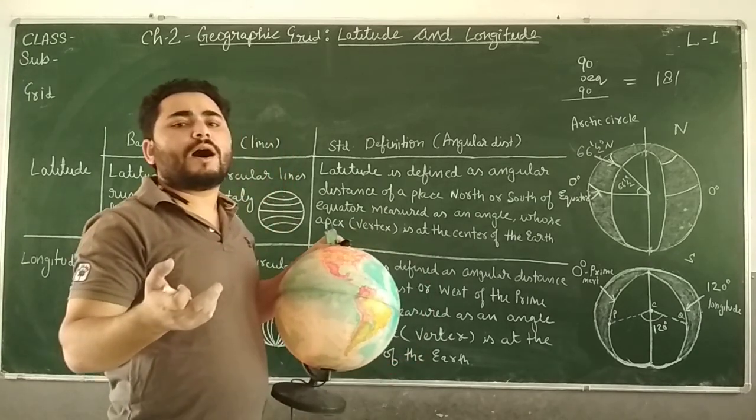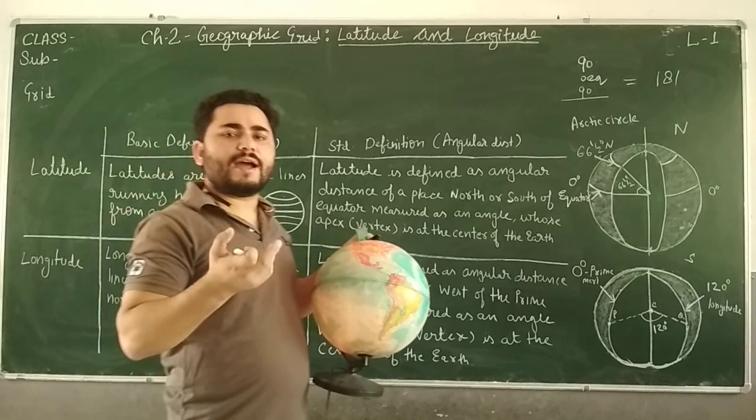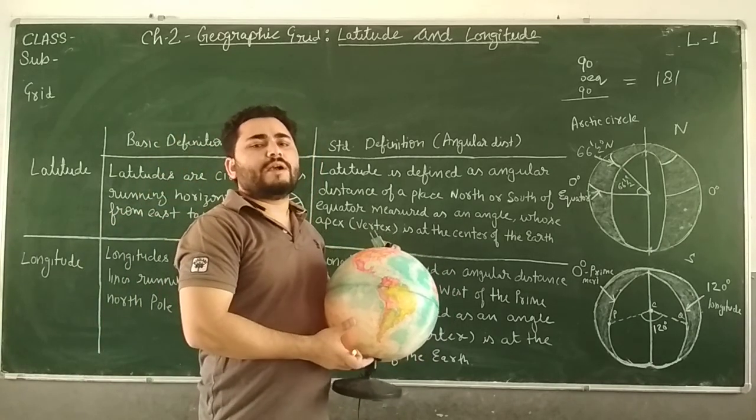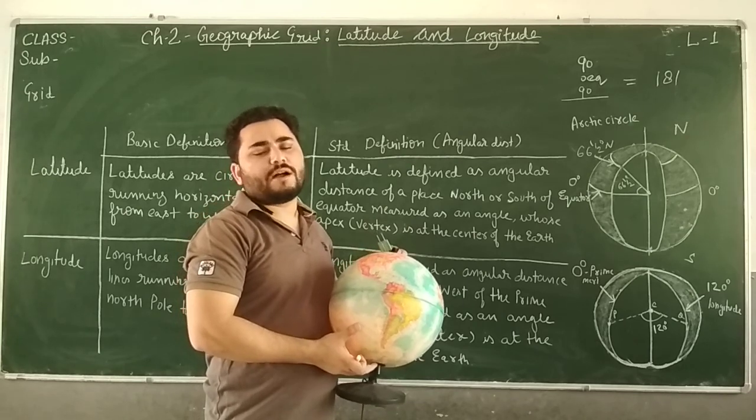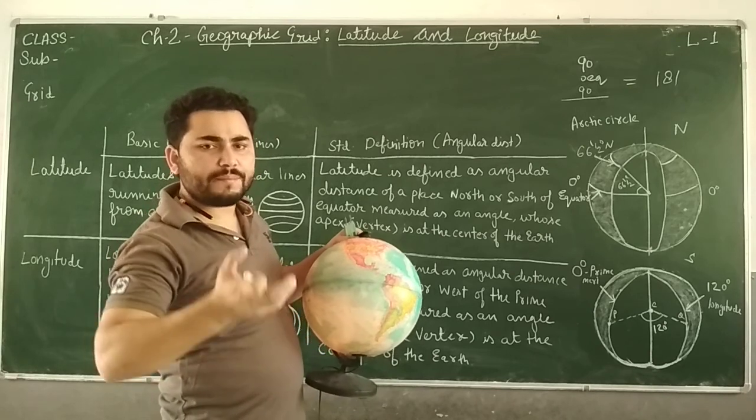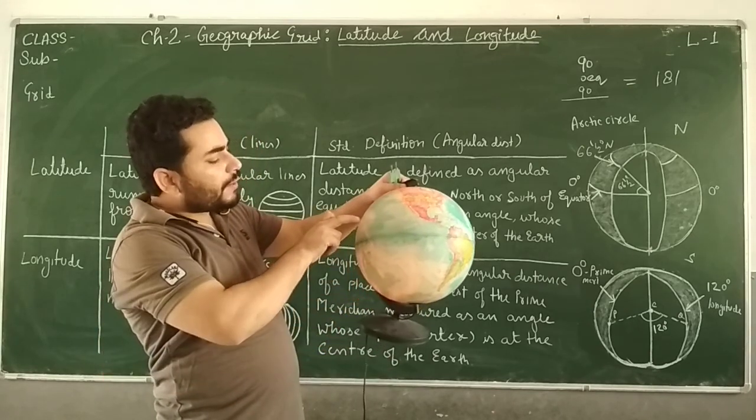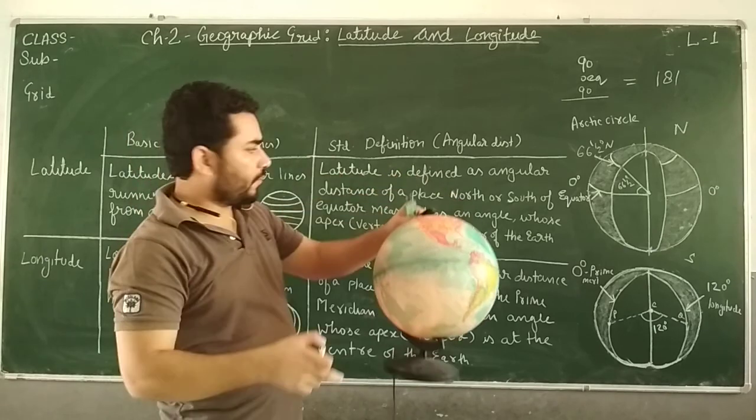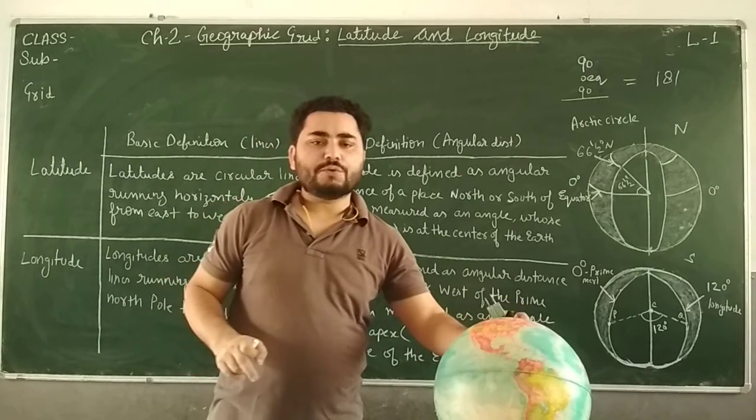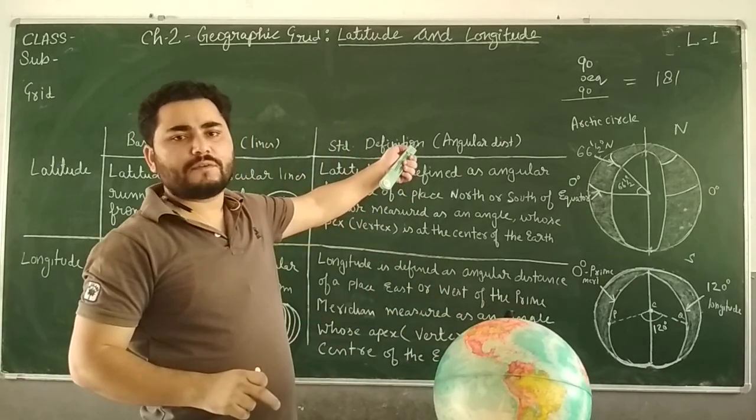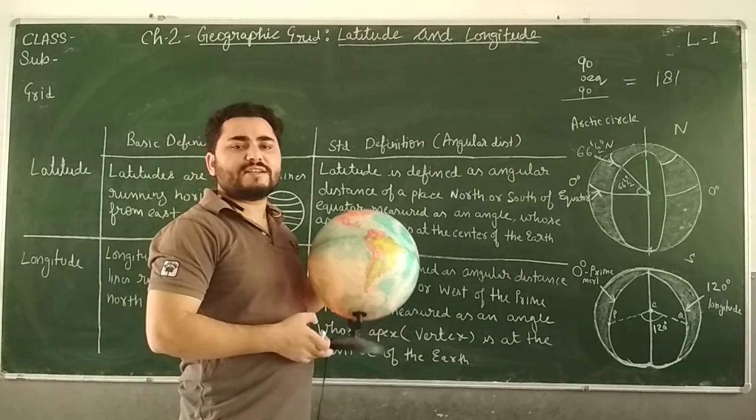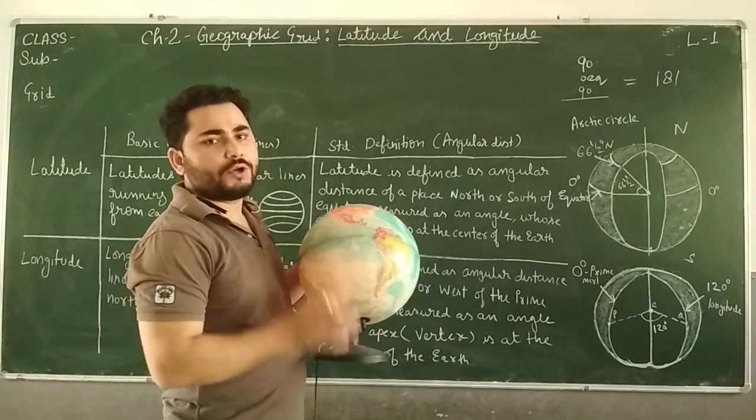But we didn't know from where the angle of these lines comes, like we are saying 0 degree or 23.5 degree or 66.5 degree or 90 degree, from where we are measuring. So we are measuring from the center of the earth, inside, and this is the angular distance. So that thing we will use to write the definition. We will write that latitude is an angular distance of a place, north or south.